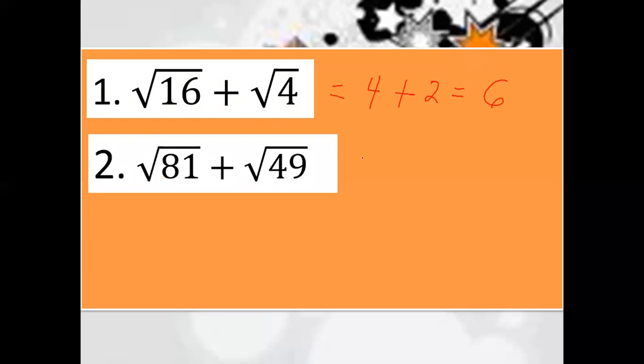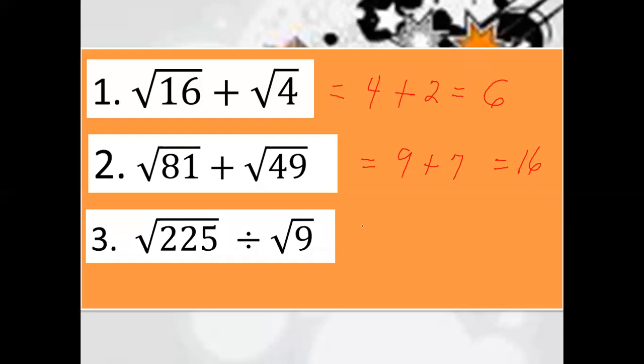Next, how about square root of 81 plus square root of 49? As you can see, the radicands are examples of perfect square numbers. So it is quick to identify their square roots. Square root of 81 is equal to 9 plus square root of 49 is equal to 7. Therefore, the sum is equal to 16.